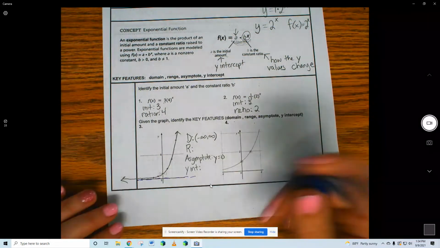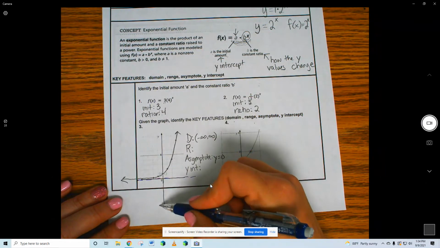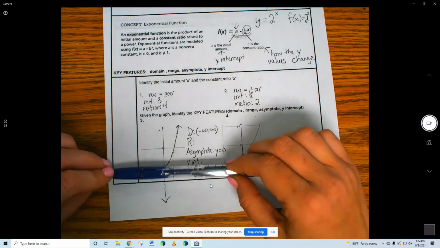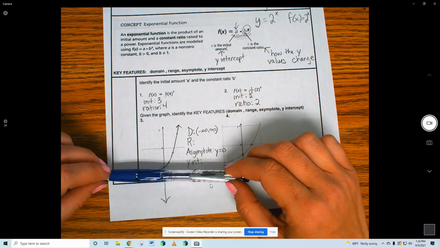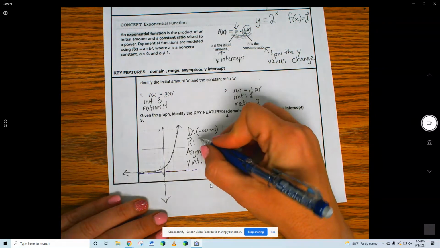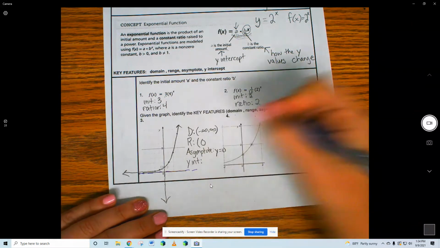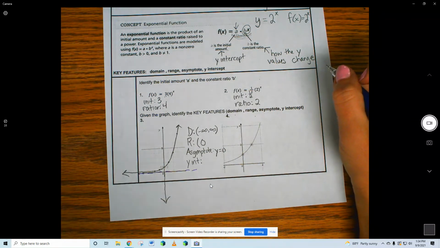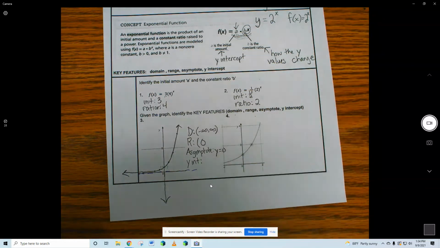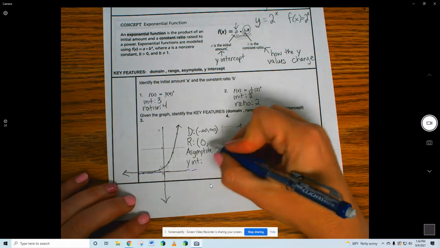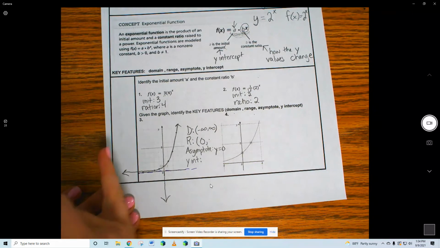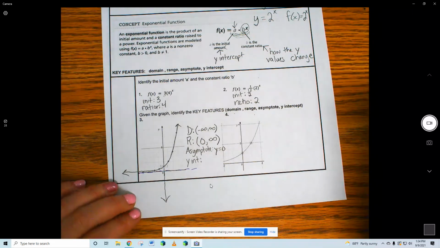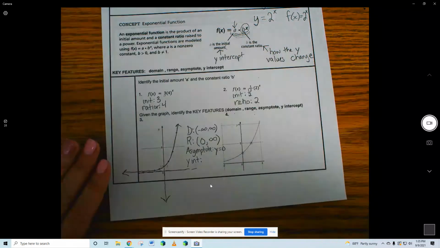Range. Okay. There's nothing down here. Nothing. Oh, just a little bit above 0. So I'm going to do parentheses because it doesn't touch 0, not bracket. Parentheses 0. Jaden, is everything okay? Comma, and it goes to the right. Right, right, right. Remember, domain is left and right, range is up, is bottom to top.